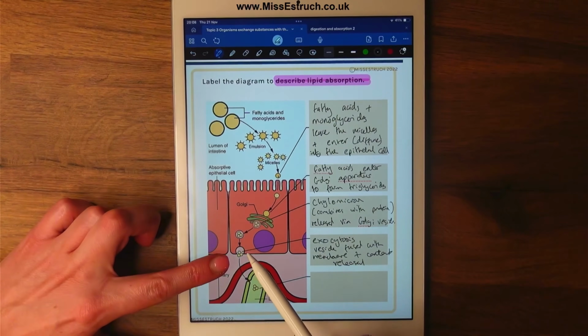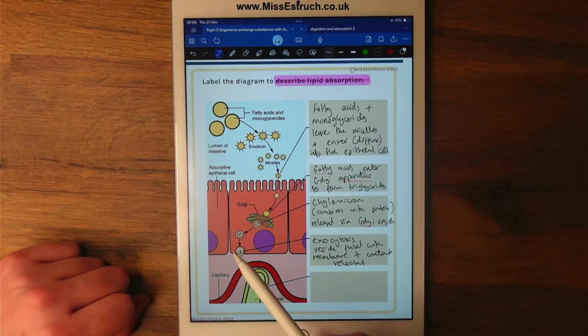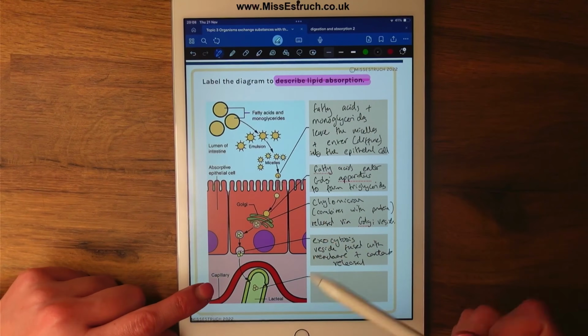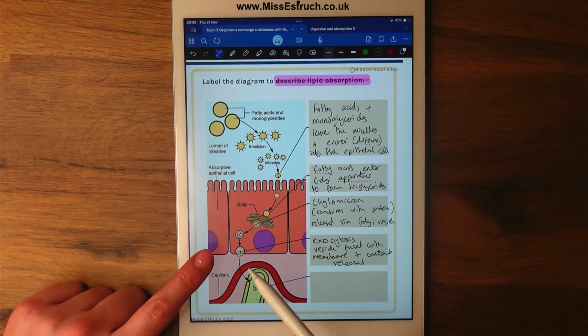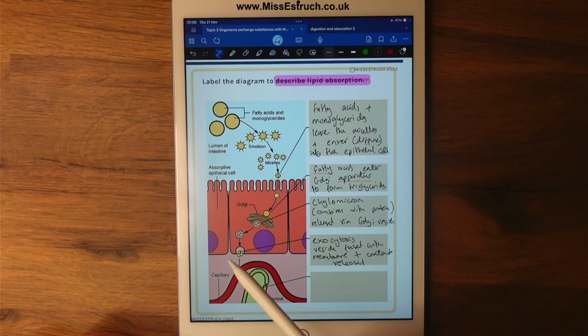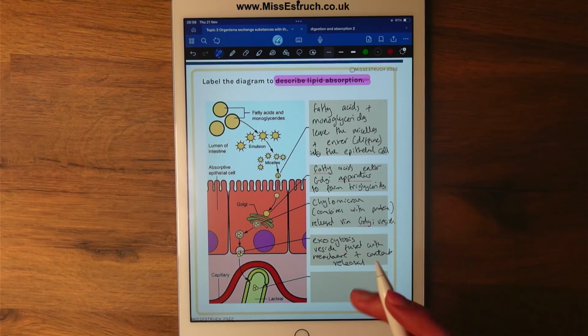For OCR, you actually need to know more details about exocytosis. For AQA, you don't cover exocytosis. Same with Cambridge International and Edexcel, you learn more about exocytosis.